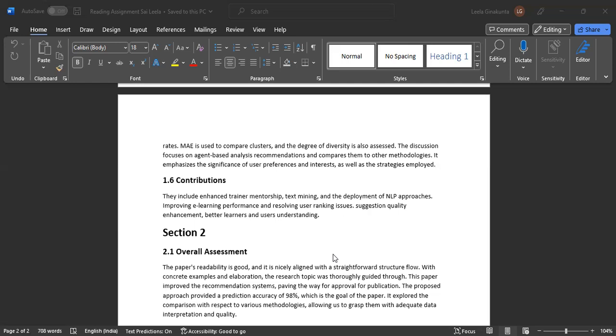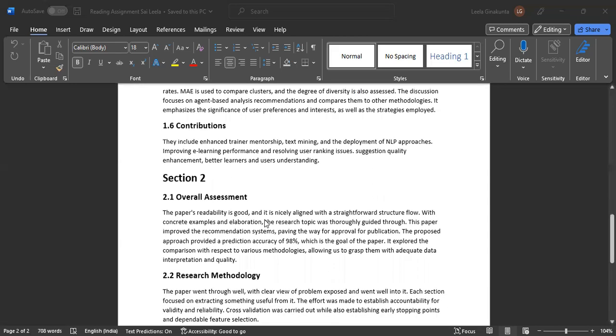Coming to the contributions, they include enhanced trainer mentorship, text mining, and the development of NLP approaches, improving e-learning performance and resolving user ranking issues, suggestion quality enhancement, and better learner and user understanding.